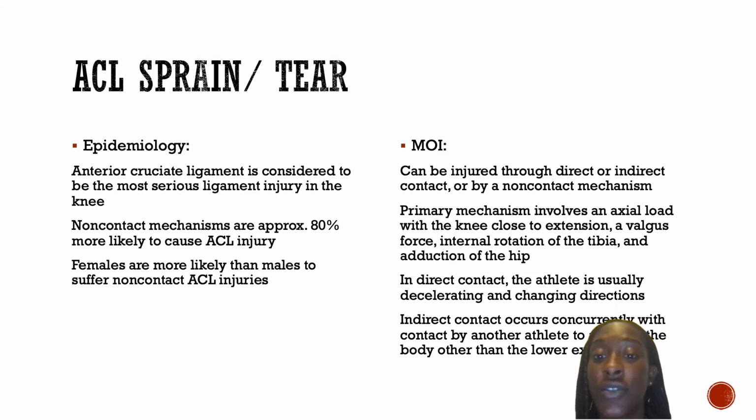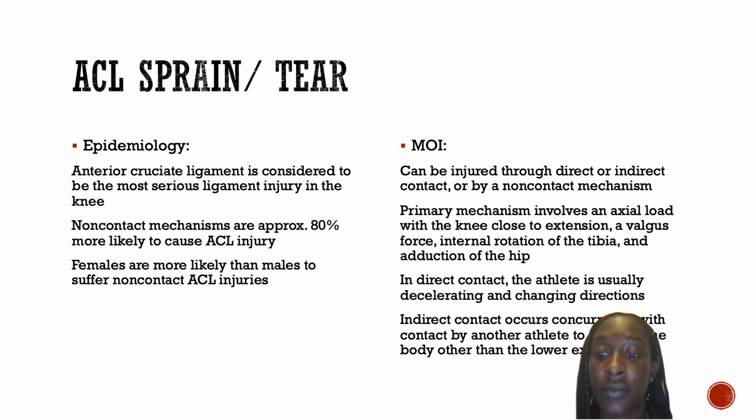For the mechanism of injury, you can be injured through direct, indirect, or non-contact. So the primary mechanism is going to involve an axial load with the knee close to extension, a valgus force, internal rotation of the tibia, and an adduction of the hip. In direct contact, the athlete is usually decelerating and changing directions when they're hit. So, a football player pivoting, slowing down, trying to make a move.